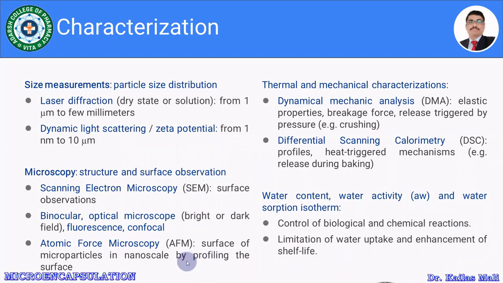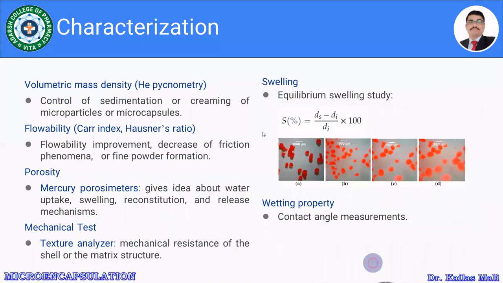So on this slide we have discussed the size measurement, microscopy, then thermal and mechanical characterization, and the water content, water activity and water sorption isotherm. Let us move towards, yes, the next parameter, that is the volumetric mass density.